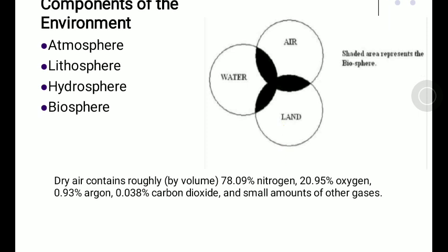So mainly dry air contains, by volume if you can say, 78.9% of nitrogen, 21% of oxygen, 0.93% of argon and 0.038% of carbon dioxide. So as you can see over here, I told you right, 0.038, yeah, it was correct. So 0.038% of carbon dioxide, that is a very very small amount if we consider 100% of air.